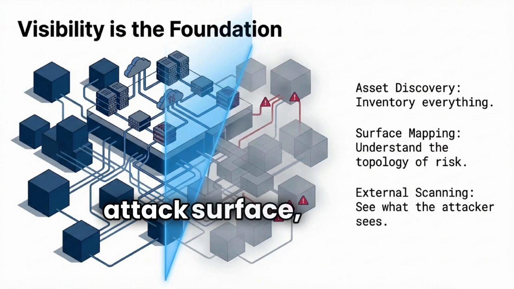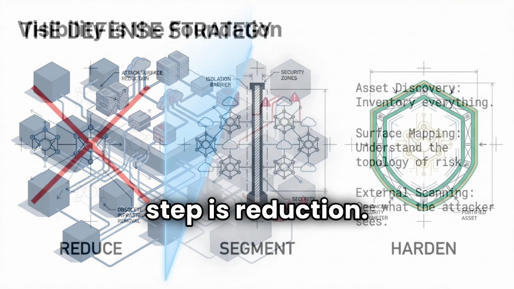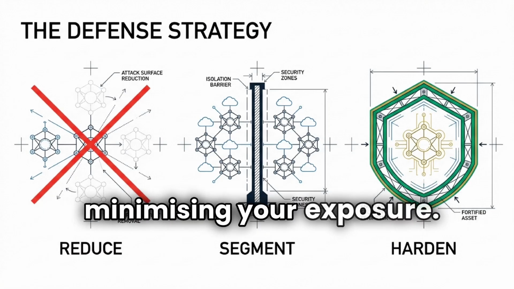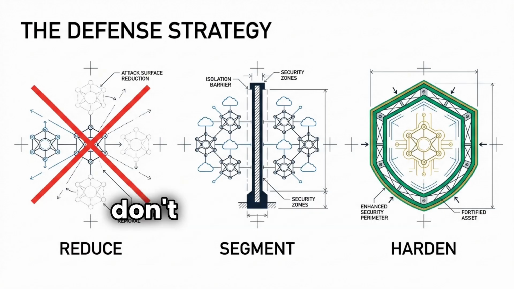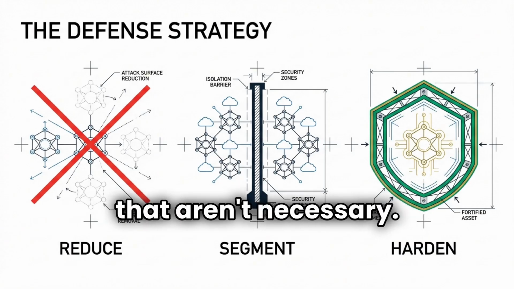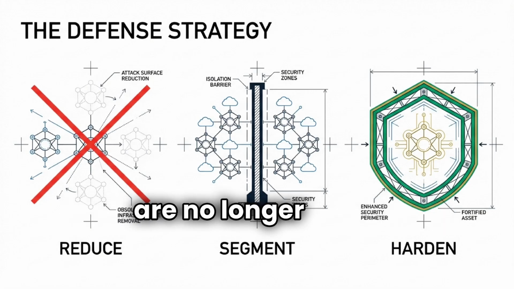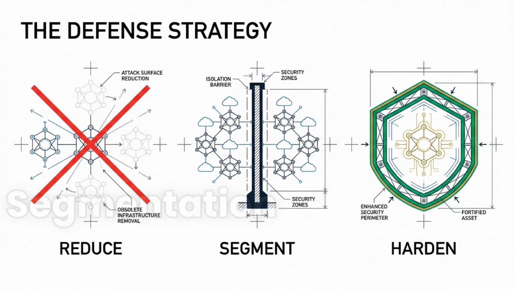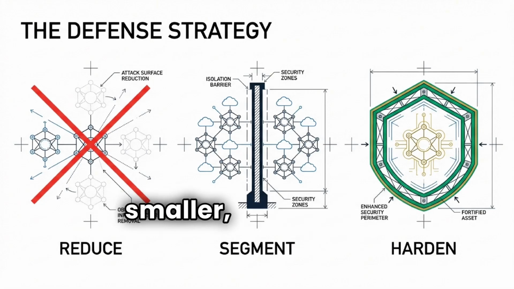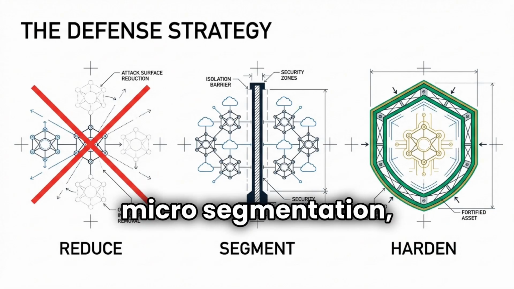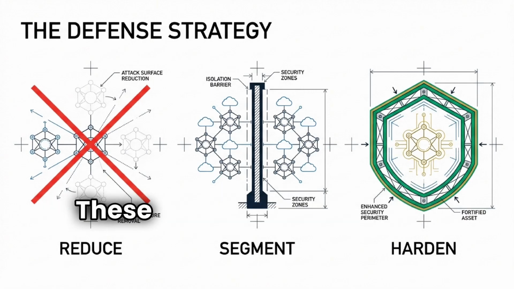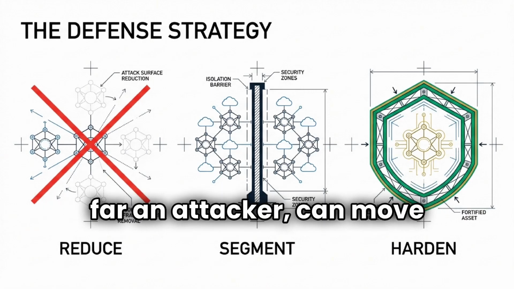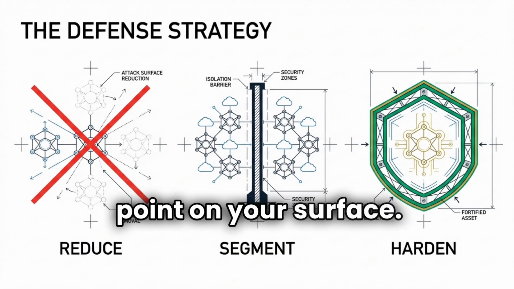Once you know your attack surface, the next step is reduction. This is the principle of minimizing your exposure. Shut down services you don't need. Close ports that aren't necessary. Decommission systems that are no longer used. Every component you eliminate is one fewer thing to protect. Segmentation is powerful. You can't always make your attack surface smaller, but you can compartmentalize it. Network segmentation, micro-segmentation, zero-trust architecture. These approaches limit how far an attacker can move if they compromise one point on your surface.